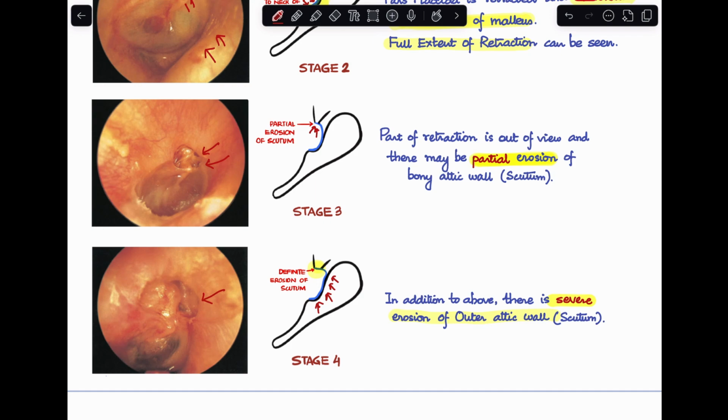So these are the 4 stages of TOS classification of pars flaccida retraction. I'll also talk about the SAIDS classification of pars tensa in my next video.